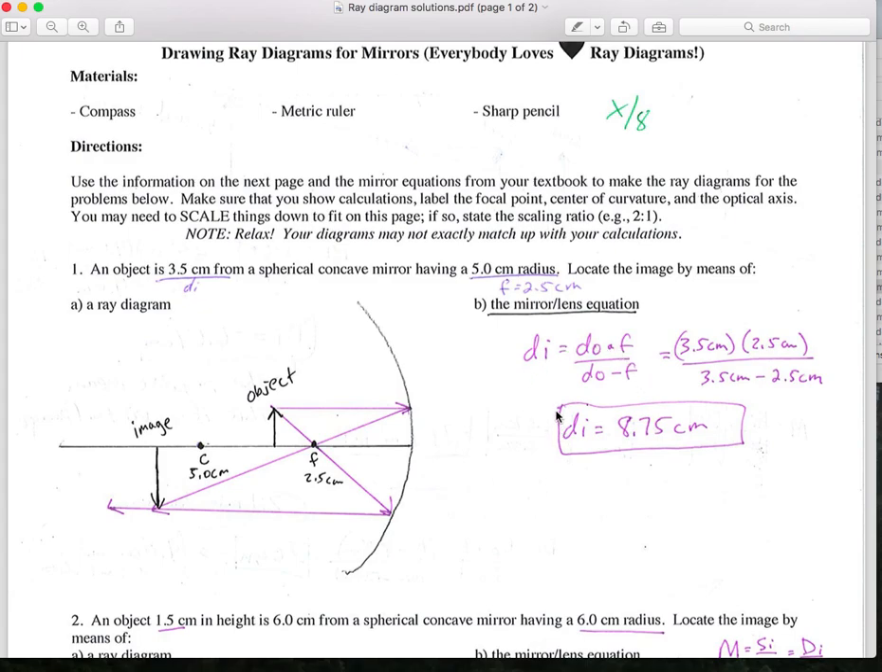So when I do the math for that with the algebraically rearranged version of the lens and mirror equation, I get that this occurs at 8.75 centimeters. The fact this is a positive number for image distance indicates it's a real image, and for a concave mirror, that means the image is on the same side of the mirror as the object. Again, in this case, both on the left-hand side.